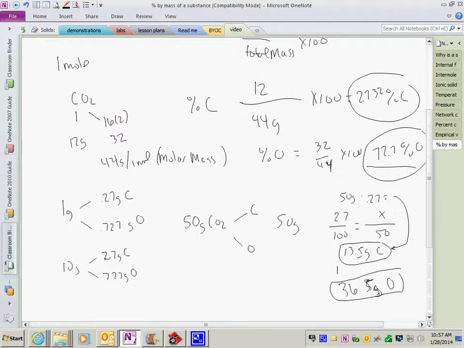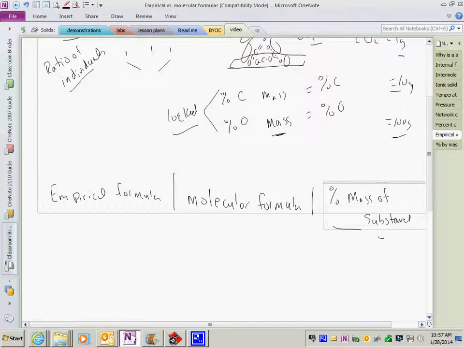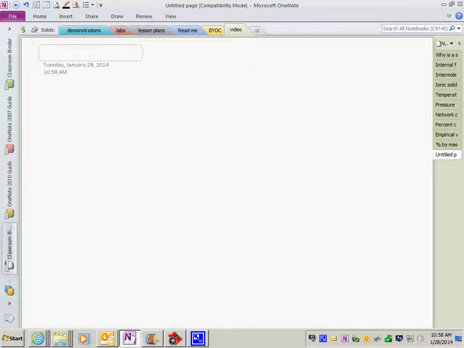The next we'll look at is empirical versus molecular. A little bit different situation, but it's the reverse of what we just did. I am going to run through one little example of this, and then you will be able to move on. But I'm going to use my percent by mass, which I just created last slide, and you come up with a formula.